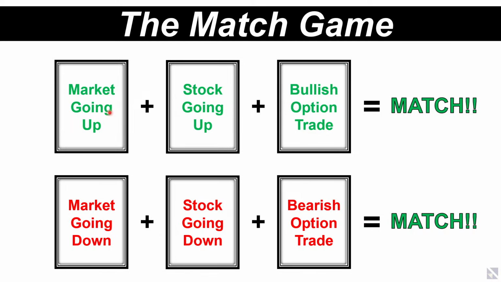So if you're flipping over cards and there's a mismatch, like if the market's going up and you pick a stock, but you're going to do a bearish trade, that's a mismatch. But what most people do in a mismatch is they don't even pay attention to the market, and the market could be going down, and they just pick any old stock. Maybe it might be a stock going up, but the market's going down, and they buy a call. That is a mismatch, right? You don't want to have the market going down and doing a bullish option trade.